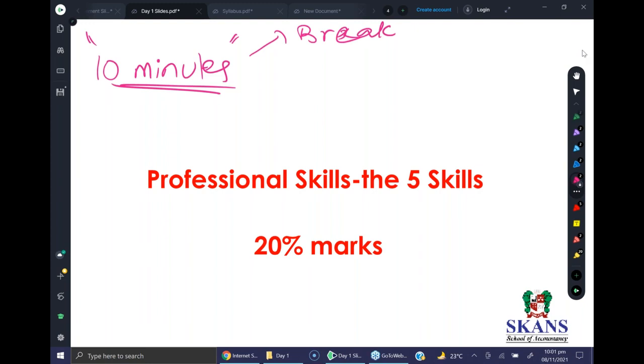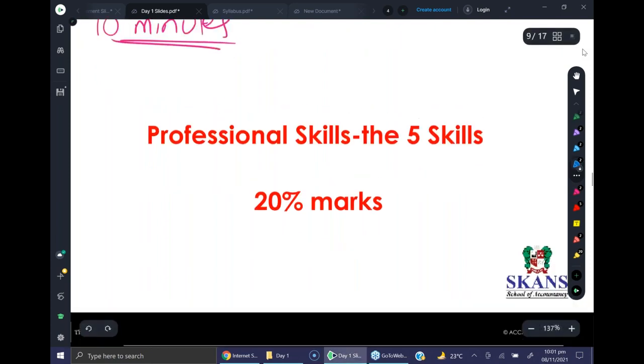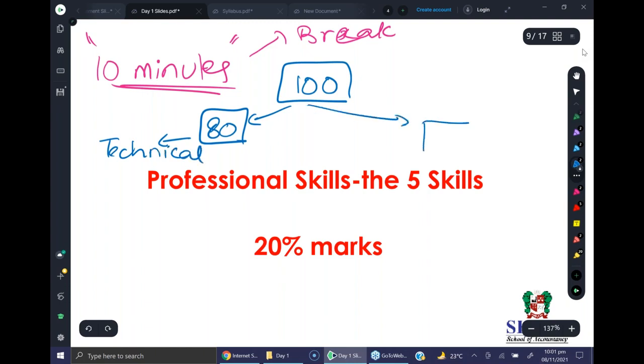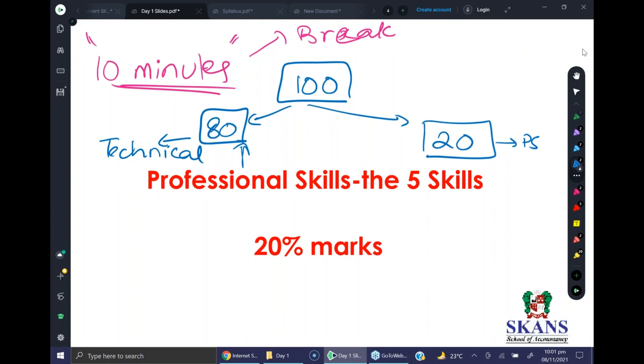Professional skills marks. So the exam of SBL is a total of 100 marks. 80 marks are named as technical marks, and the 20 marks are the professional skills marks. So these 80 marks are earned when you write your points on different syllabus aspects, according to the requirements, and you get technical marks. How do you get professional skills marks?